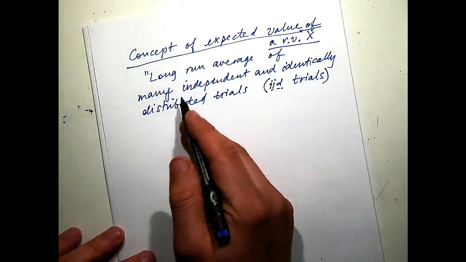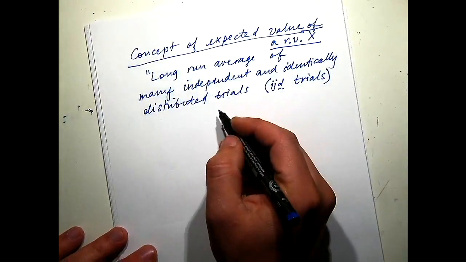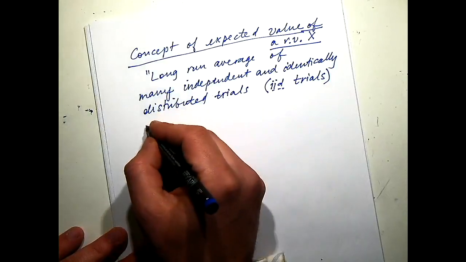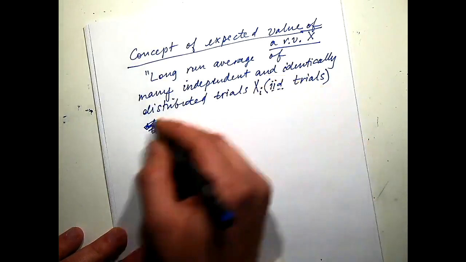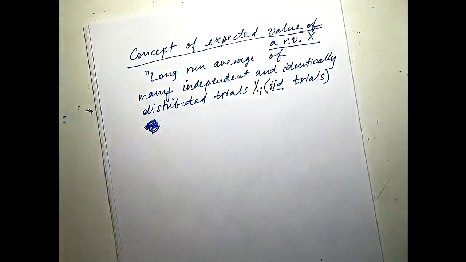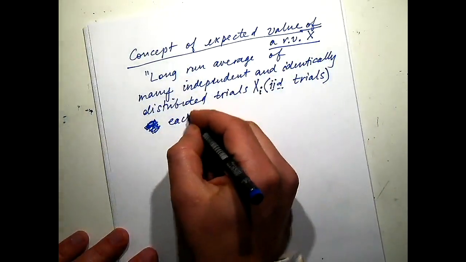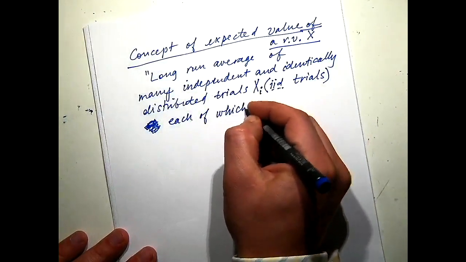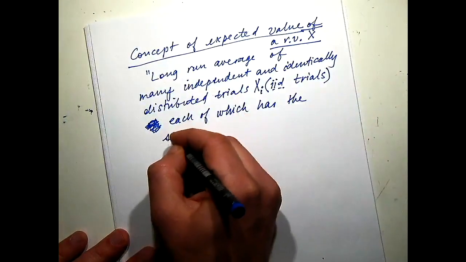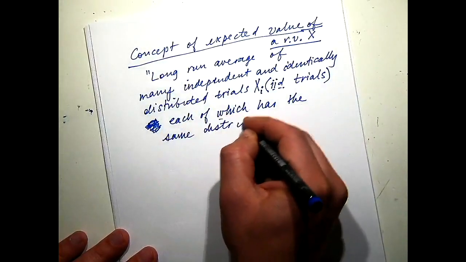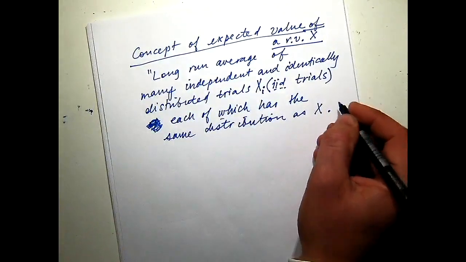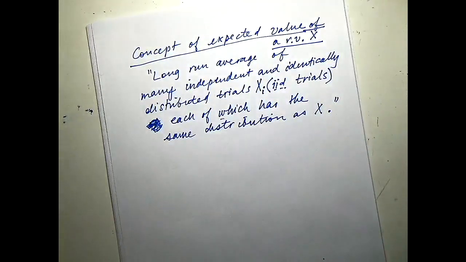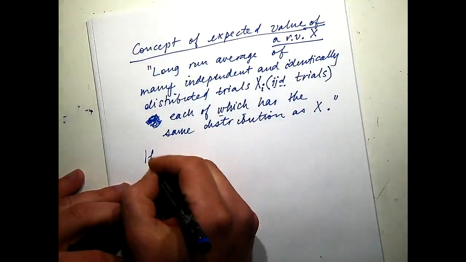Long-run average of many independent and identically distributed trials of X. I'll call each trial, in this case I don't mean a trial as a yes or no, it'll actually be an outcome of a particular experiment, and I repeat it independently, each of which has the same distribution as X. So it's really about the distribution of X. And I put this in inverted commas because that's not a mathematical definition yet, but it gives you some idea of what we're doing.